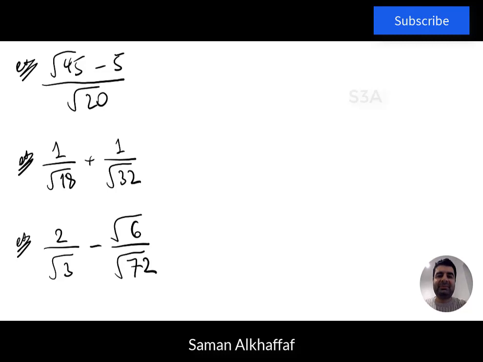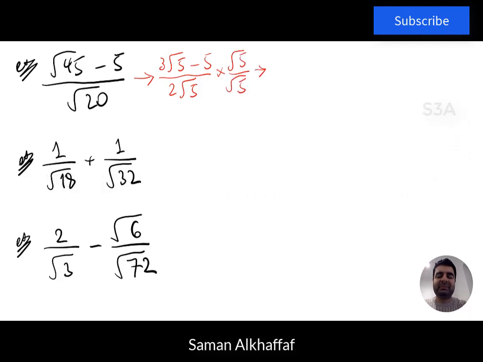In this example, we have root of 45 take away 5 over root of 20. In this scenario, we'll try to simplify the roots to a common root. So the root of 45 can be simplified to 3 root 5, and root of 20 also can be simplified to 2 root 5. So we have 3 root 5, take away 5 over 2 root 5. Now we multiply by the conjugate, which is root 5 in the denominator.